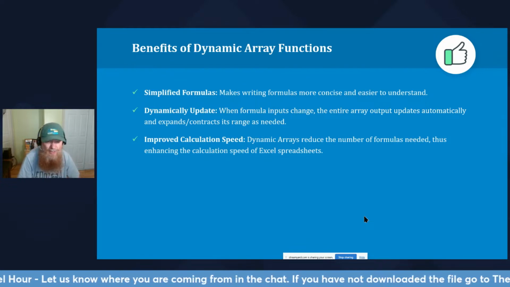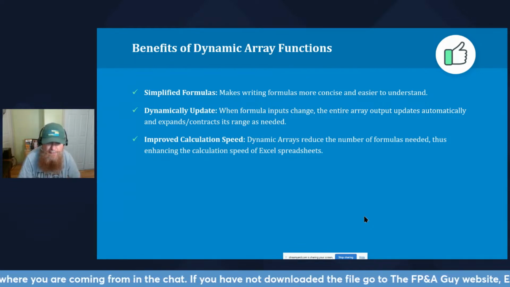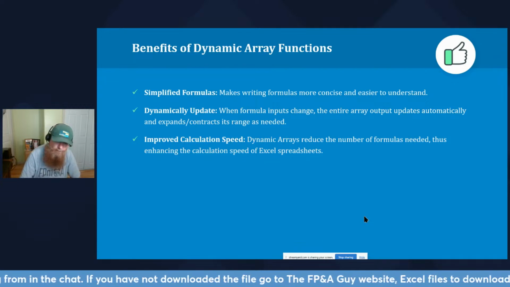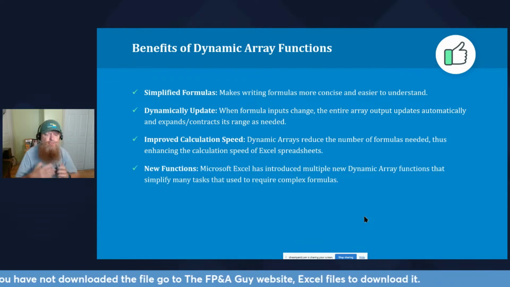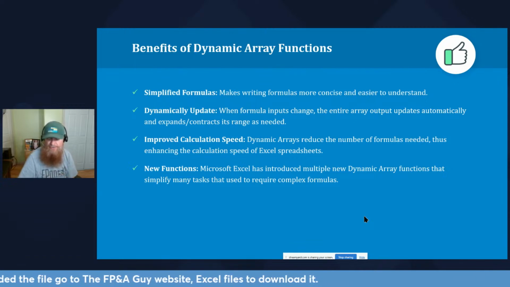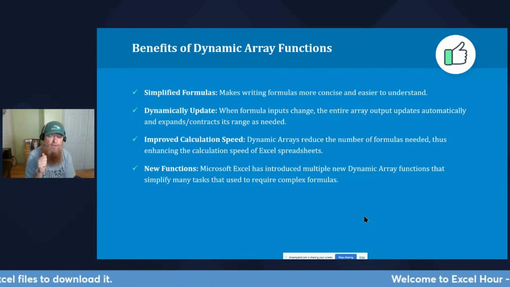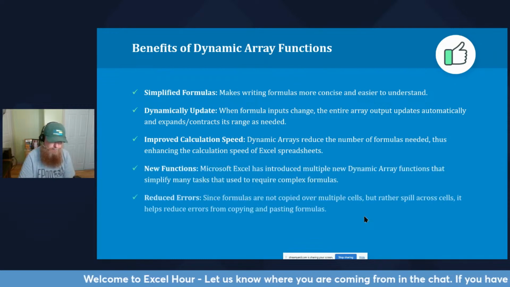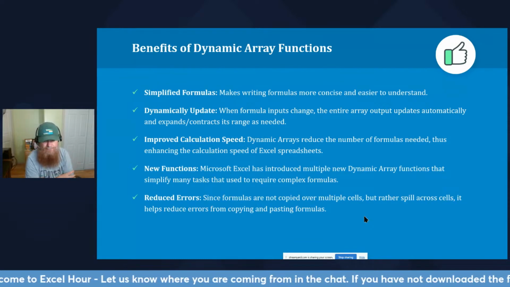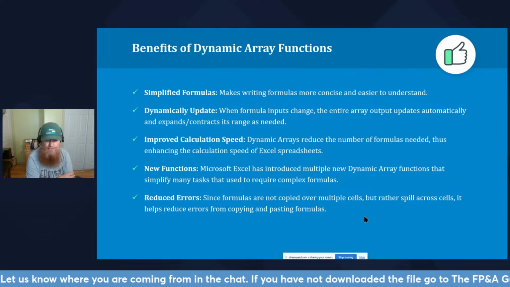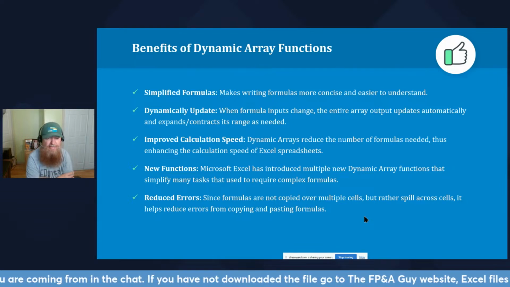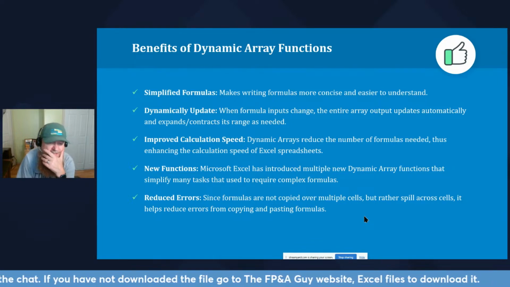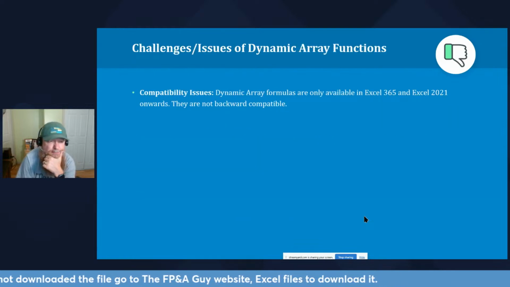The formula lives in one cell versus many cells. You get many new functions, which is really exciting. You know, that list I showed earlier: XLOOKUP, SEQUENCE, UNIQUE, FILTER, TOCOL, VSTACK, the list goes on and on. Those are all dynamic array formulas. And then it reduces errors. Since you're not copying over multiple cells, but rather it's automatically spilling, it can help reduce errors. It's not guaranteed to reduce errors, but I think that's a benefit.